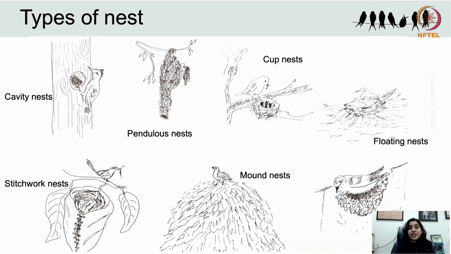In this sketch, you can see many different kinds of nests of birds, and bird nest architecture is also an active field of research in itself, and there are many interesting aspects to understand how birds actually build these nests, the material that they use, and how do they know how to build these magnificent structures.